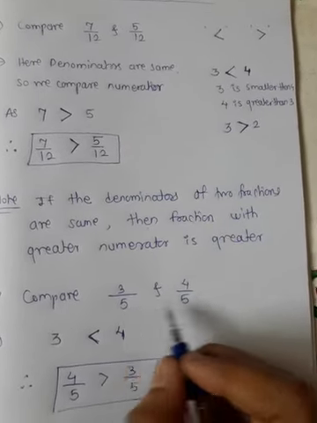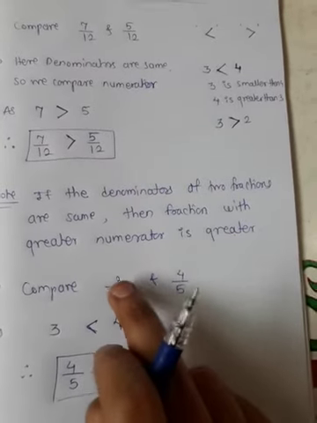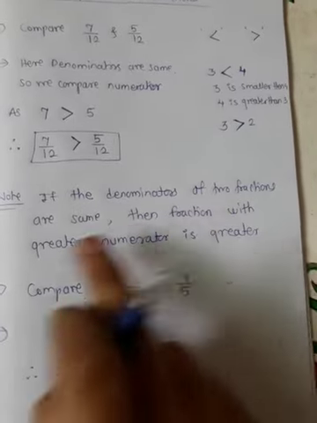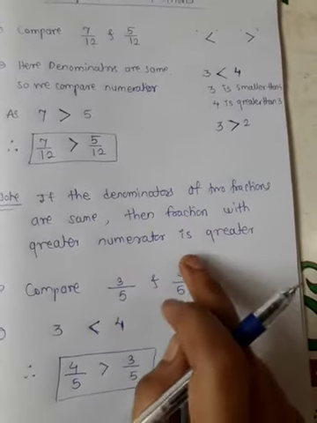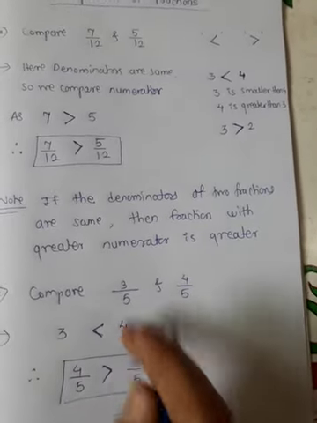These two fractions have the same denominator, so the fraction with the greater numerator is greater. Which fraction has the greater numerator? This fraction has the greater numerator. So the fraction with the greater numerator is greater. Here 4 by 5 is greater than 3 by 5.